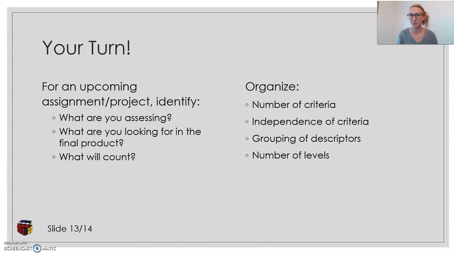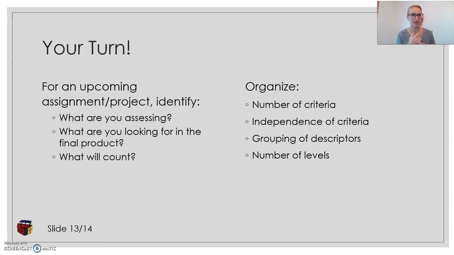You're welcome to go back and replay any portions of this presentation, but at this point, we've got about 15 minutes left in your allotted time today. And so I want you to take an upcoming assignment or project, either that has a rubric or that doesn't. So you can edit a rubric, or you can make one that doesn't currently exist, and identify what are you assessing. So whether you're going back to content standards, student learning outcomes, really thinking about what am I assessing in students about this content? What are you looking for in that final product?